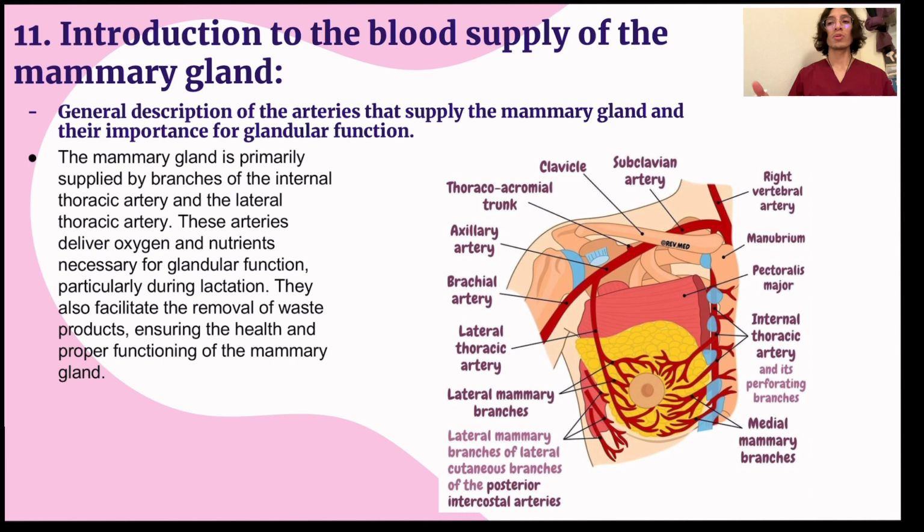Okay, now introduction to the blood supply of the mammary gland. The mammary gland is primarily supplied by branches of the internal thoracic artery and lateral thoracic artery. These arteries deliver oxygen and nutrients necessary for glandular function, particularly during lactation. They also facilitate the removal of waste products, ensuring the health and proper functioning of the mammary gland.